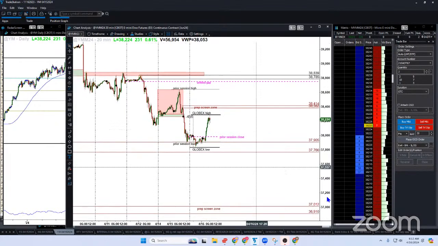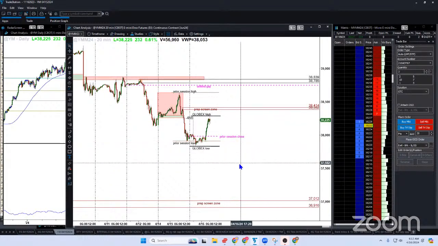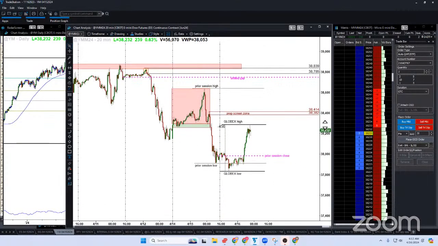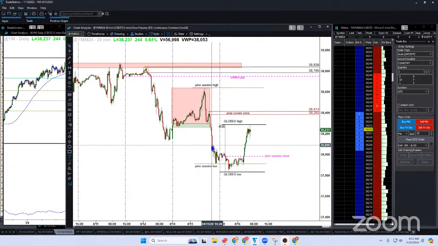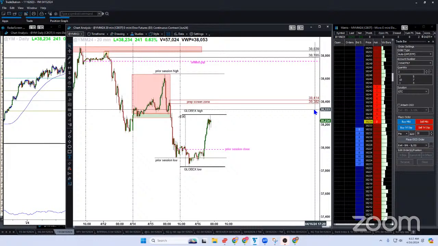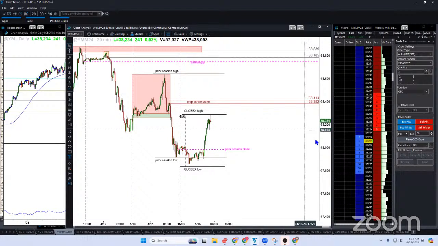We have updated for our new prep screen zones, so I'm going to remove this one. It did work. Okay. We got a nice bounce off of that. So this morning, I do have a supply zone, 38,382 to 38,414.